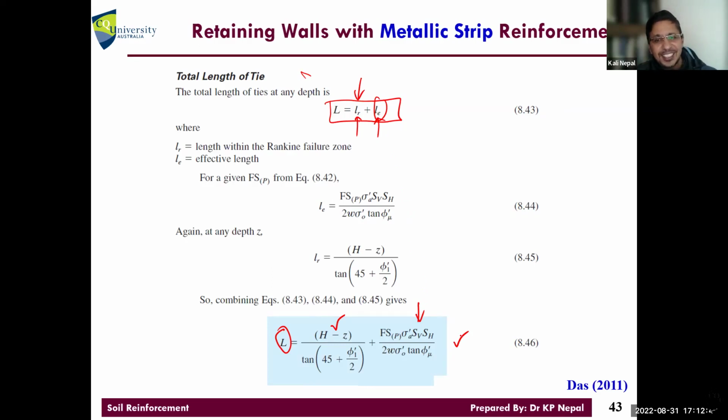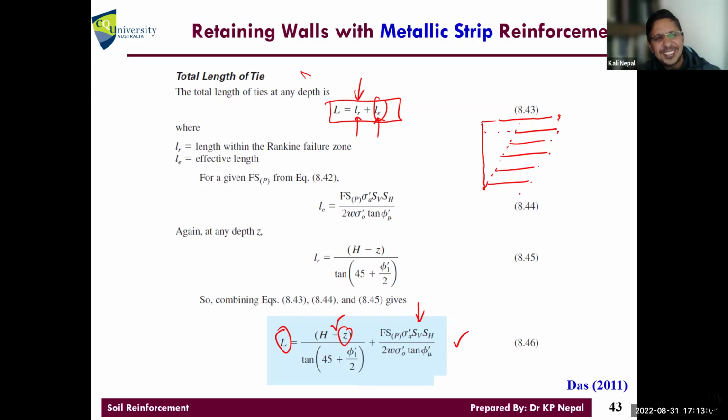If you see here, it varies with the depth. Of course, you can feel that, right? This is the wall, this is the failure line, right? So that means after the failure, there is a LE, effective length, and before the failure, there's one. So at different depths, length varies.